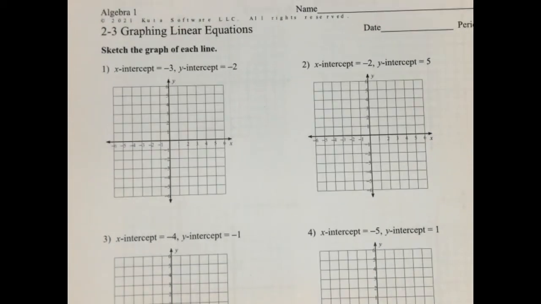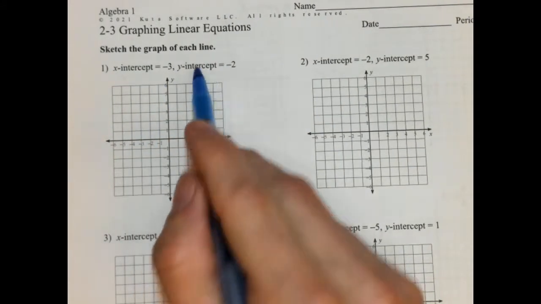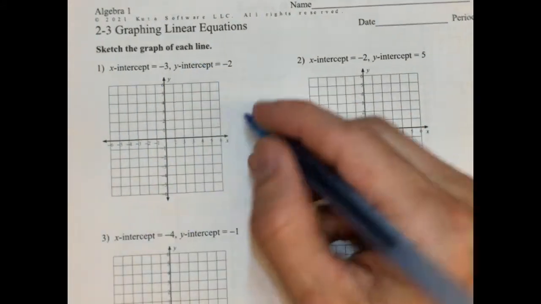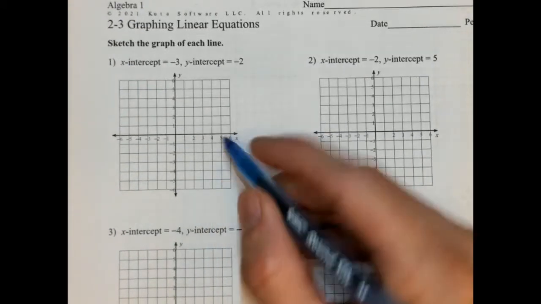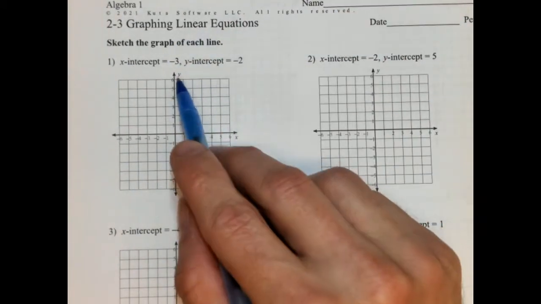Hey everybody, today we're going to talk a little bit about how to graph linear equations. And the first way we're going to do it is via intercepts. Okay, so here we have two intercepts. We have the x-intercept and the y-intercept. So this is the x-axis as denoted by the x, right? And this is the y-axis as denoted by the y.